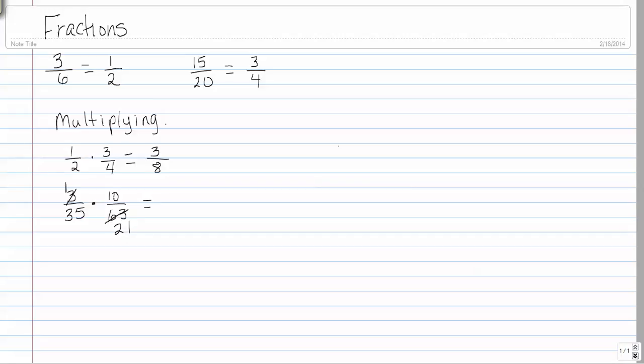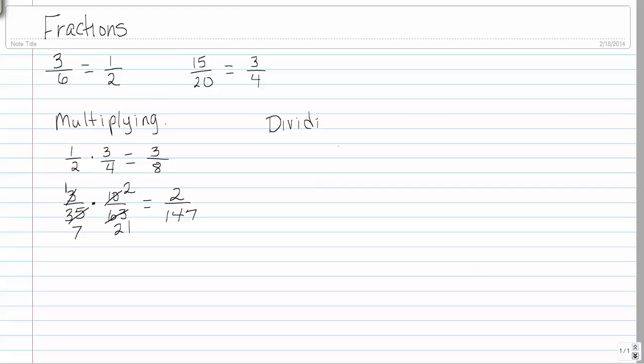Now let's look at the other direction, the 10 and 35. I know 5 will divide into both of those, so let's divide them each by 5. 10 divided by 5 is 2. 35 divided by 5 is 7. So now we just multiply what we have left. So 1 times 2 is 2, and then multiply the denominators together. 7 times 21 is 147. So it would be 2 over 147. So that's how you multiply.